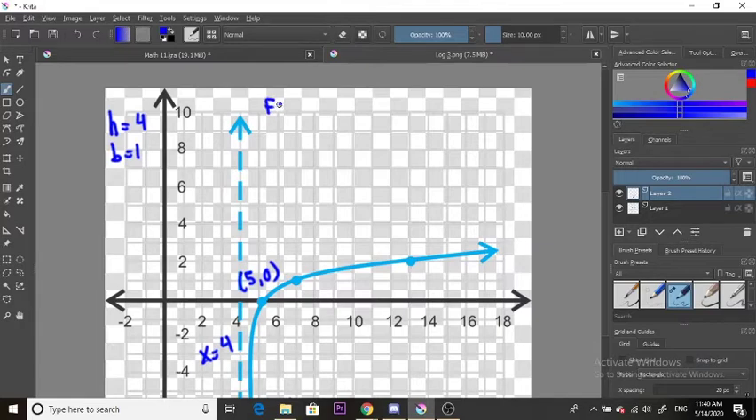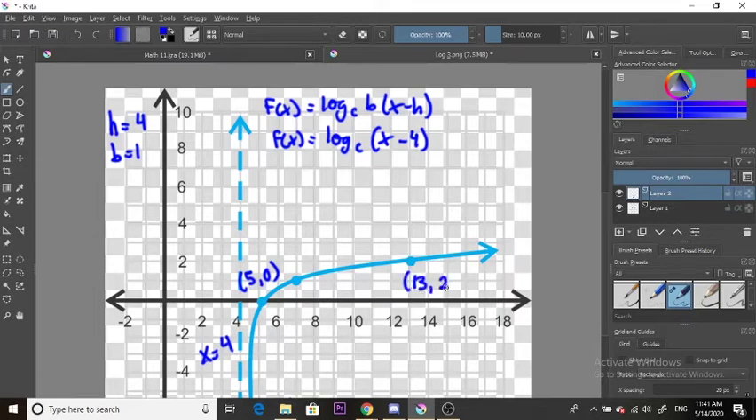So now I can start plugging in my values into my formula. So f(x) = log base c of b, which is 1. So I'm not going to write that. I'm just going to write x - 4, which is my h. So now I need to find a point. I'm going to use this point right here, which is (13, 2), to figure out what my base c is. So now I can substitute in.